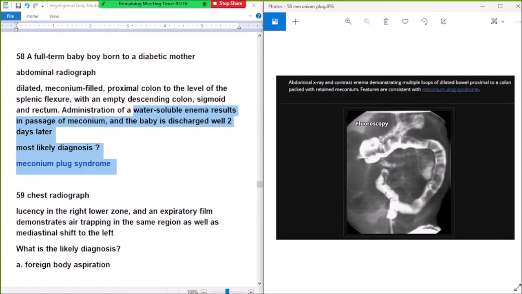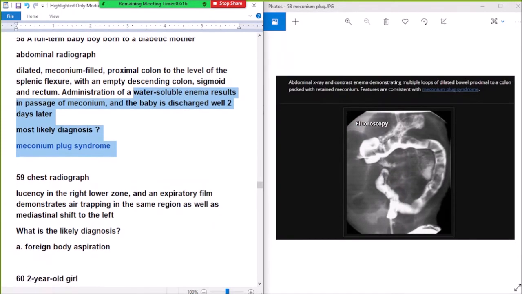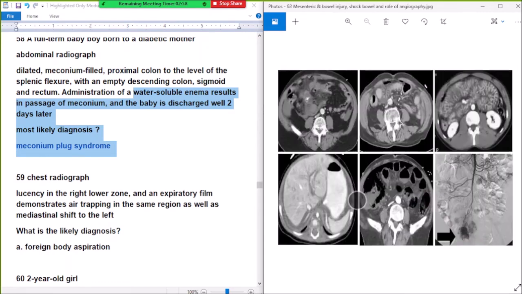Abdominal X-ray and contrast enema demonstrating multiple loops of dilated bowel proximal to a colon packed with meconium. Features are consistent with meconium plug syndrome. The dilated meconium-filled proximal colon to the level of the splenic flexure with empty descending colon, sigmoid colon, and rectum. Water-soluble enema results in passage of meconium, diagnosis meconium plug syndrome. You can see multiple pellet-shaped defects in the bowel loops.